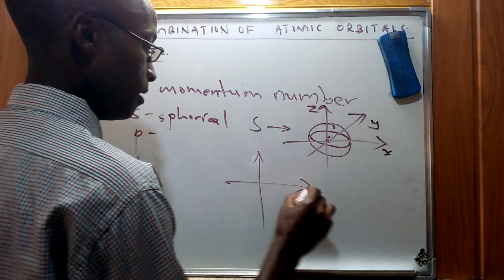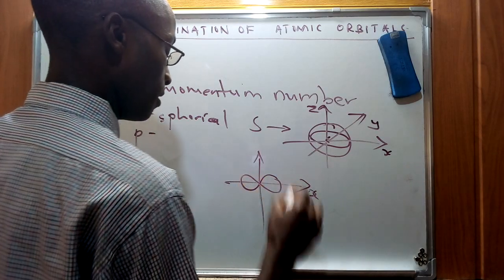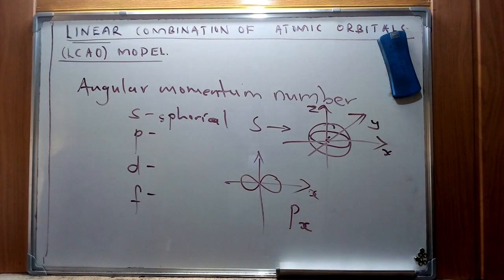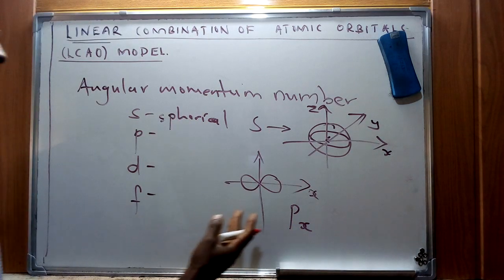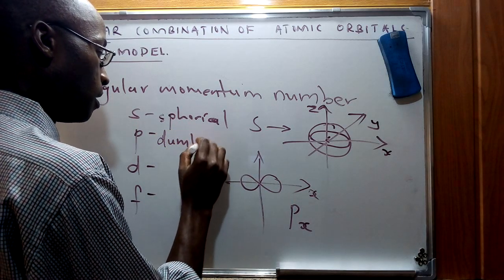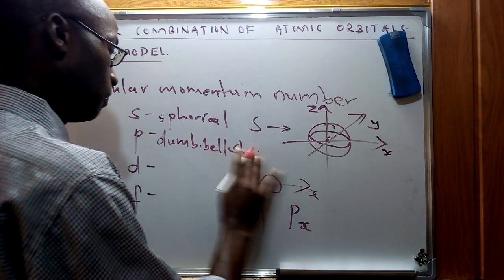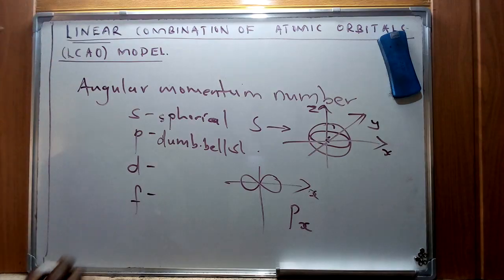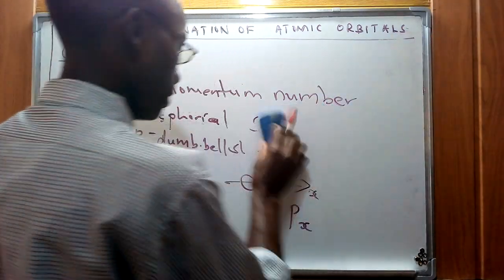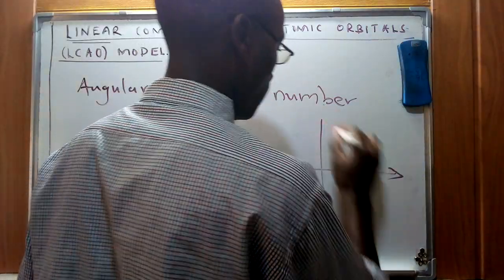For instance, if I say this is the x, then we're going to have this one illustrated as the px orbital. Therefore, in this particular sense, there were specific rules. So this is a dumbbell shape, of course, for the p orbital. And then for the d orbital, we had said that this also assumes some kind of a shape.